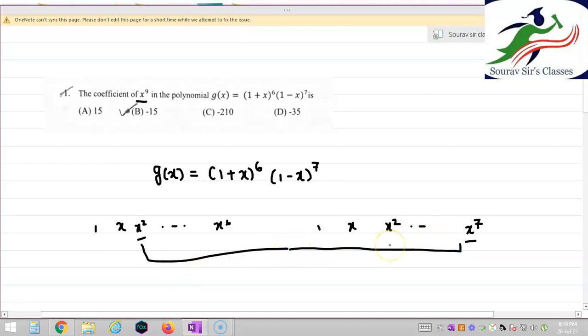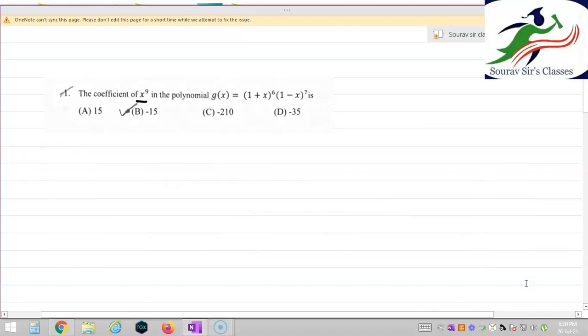When we multiply x cube with x to the power 6, we get x to the power 9 again, right? So x to the power 6 with x cube, and here is again an x cube and here is again an x to the power 6. That multiplication again gives us x to the power 9. So this is the basic funda. Let us find the coefficient of x to the power 9.